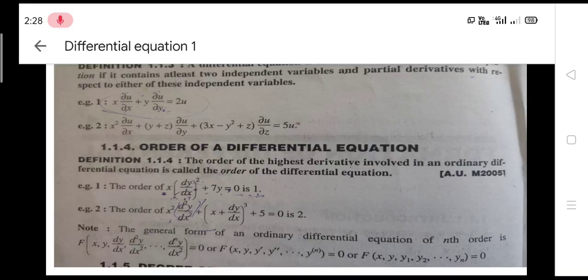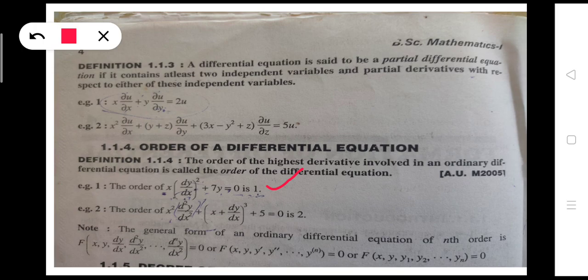What is order? The order of the highest order derivative involved in an ordinary differential equation is called the order of the differential equation. For example, the order of x into (dy by dx) whole square plus 7y is equal to 0 is, what is the order? 1 only. Here only a first order derivative is there in this equation. So the order of the differential equation is 1 only.